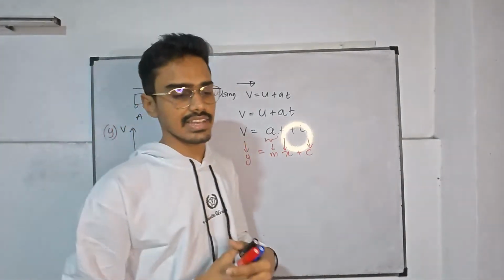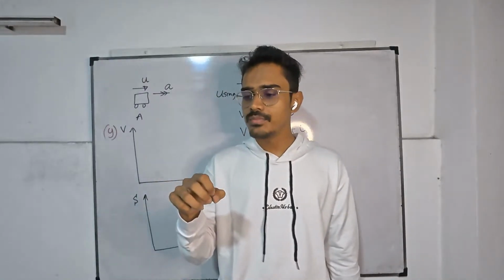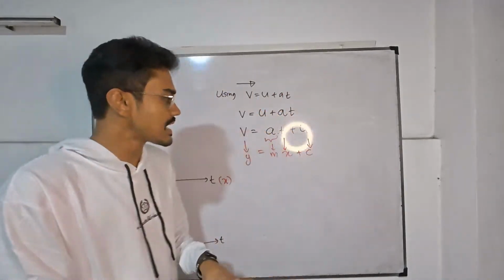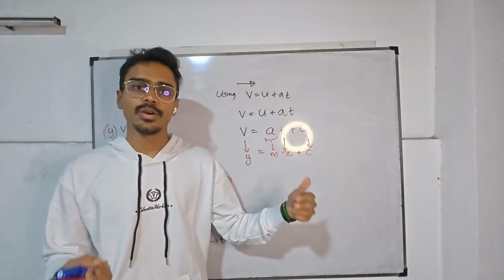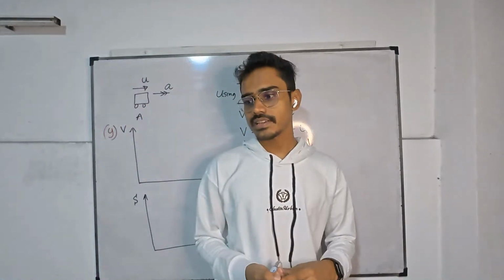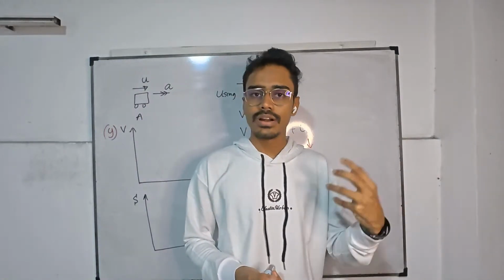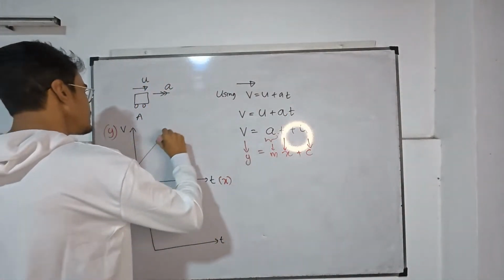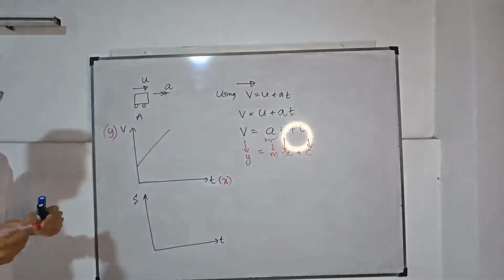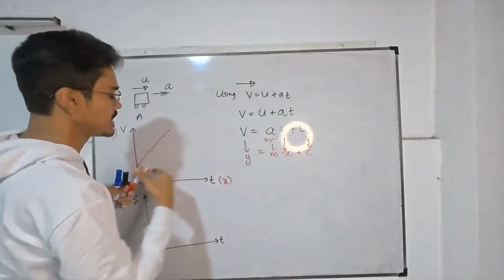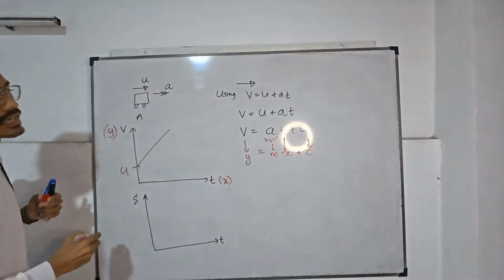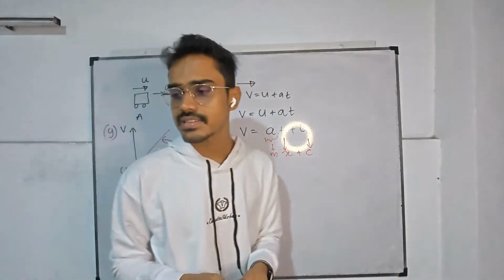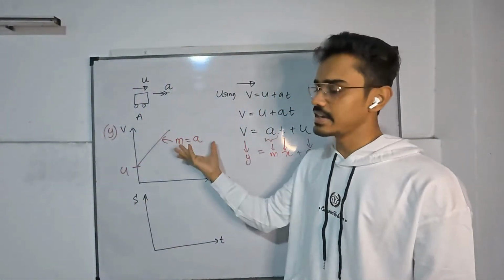This is the task you have to perform to take any equation to a standard equation. This is a standard shape, y equals mx plus c, and everybody knows how to plot y equals mx plus c. So the variation we are plotting is y equals mx plus c. C is u here, and the gradient of this graph is acceleration. So the curve you should plot between v and t is this.